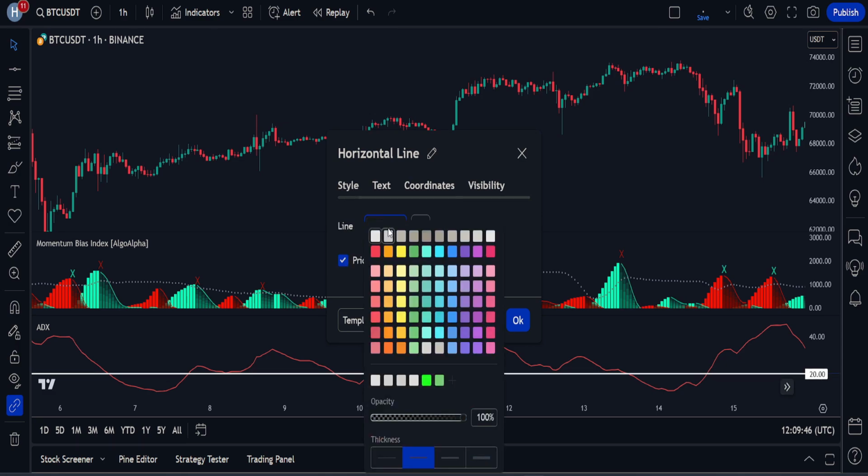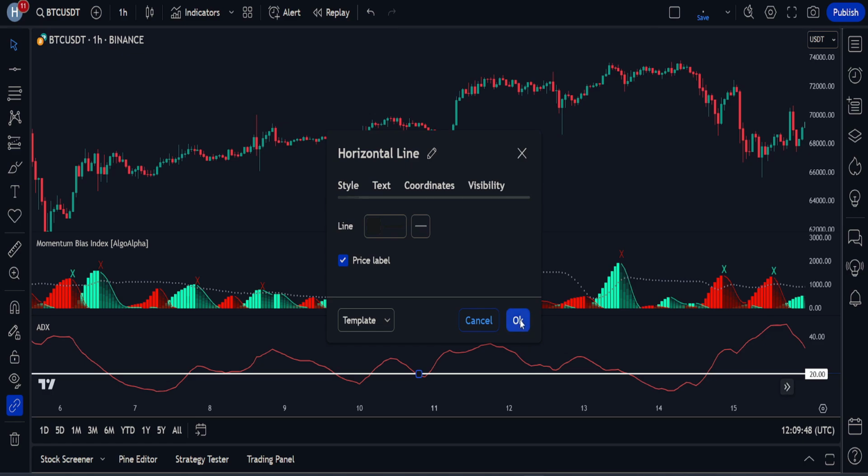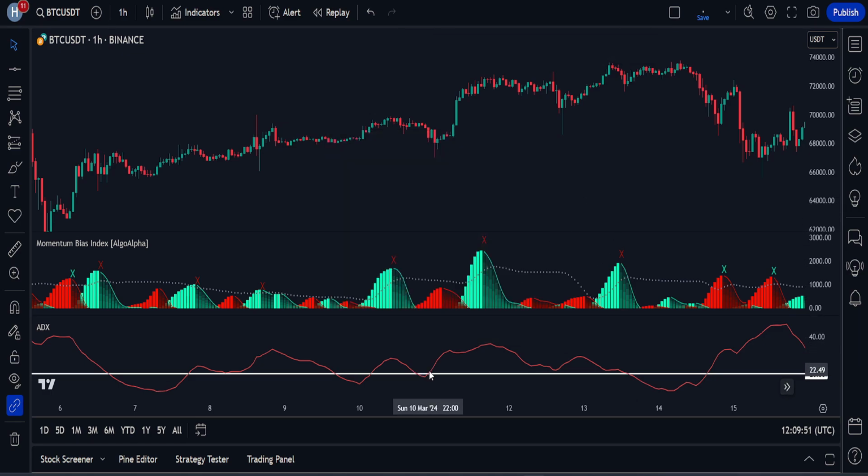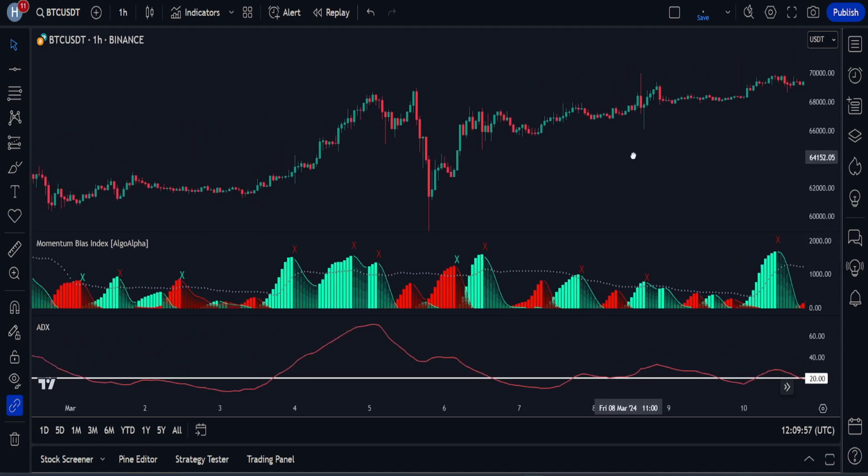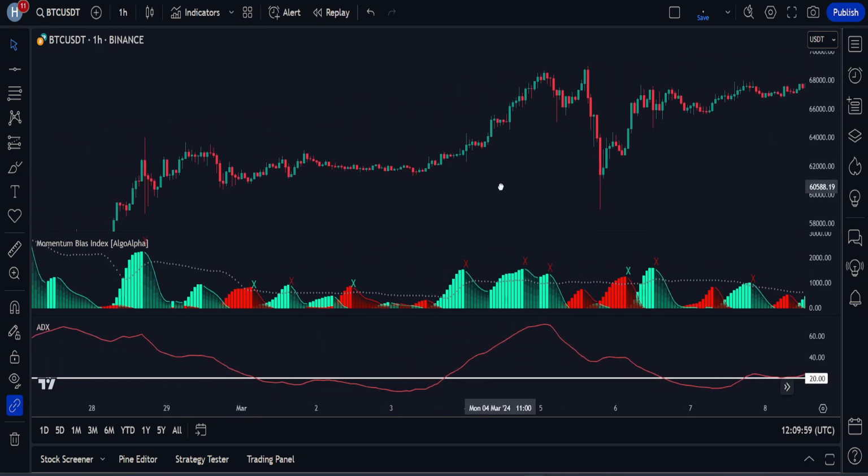I prefer white color, as it is easy to read on the trading chart. As you probably already know, the ADX, also known as the Average Directional Index, is a directional indicator. It's used to identify the market's direction or the current trend in the trading market.